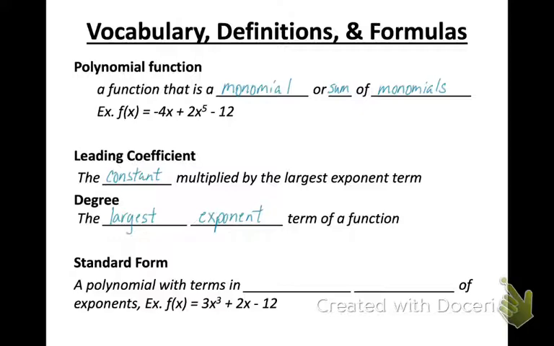And then finally, standard form. A polynomial is in standard form with its terms written in descending order of its exponents. So I gave you an example. F of x equals 3x cubed plus 2x minus 12. So notice the exponents are in descending order. We have third power, first power, and then technically that negative 12 is x to the 0 power.